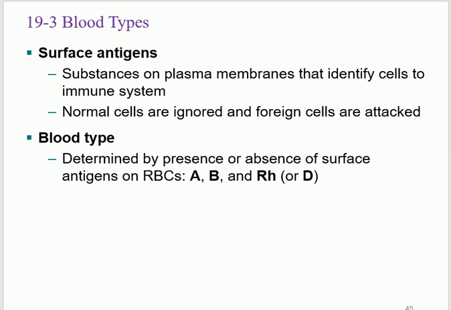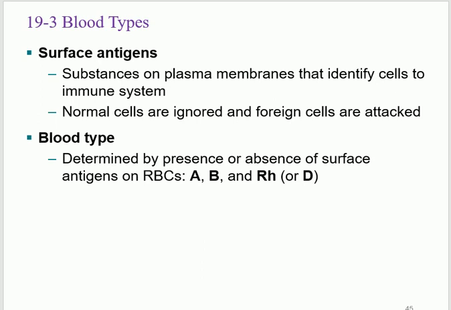How about the O? We call it universal what? Donor. Why? It doesn't have any antigens. There are no antigens. So can you give it to anybody? Of course. If I give it to you, why would you attack red blood cells that have 0 antigen? You don't. You attack if you know that these cells are foreign.